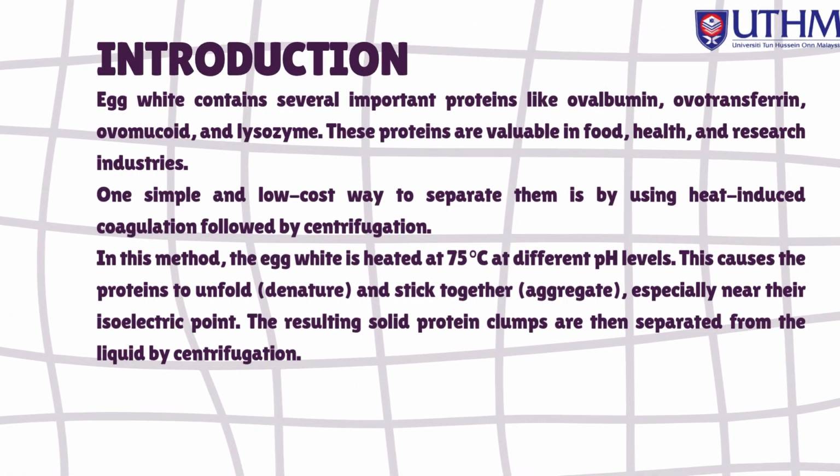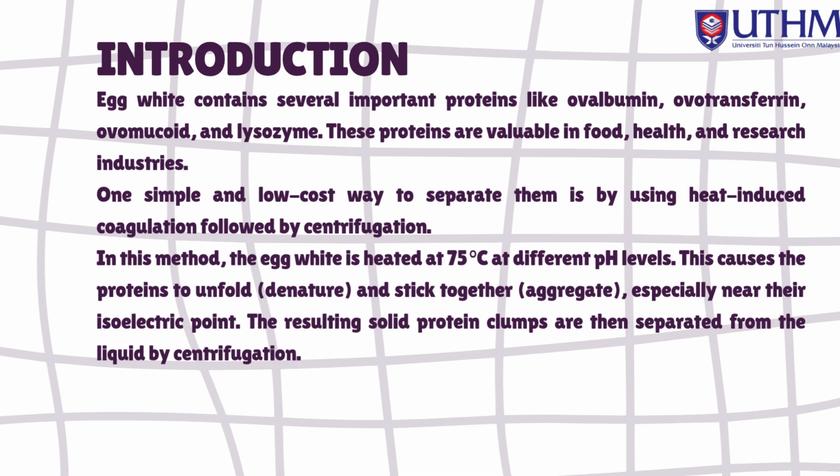So, egg white contains several important proteins like ovalbumin, ovotransferrin, ovomucoid, and lysozyme. These proteins are valuable in the food, health, and research industry. One simple and low-cost way to separate them is by using heat-induced coagulation followed by centrifugation.